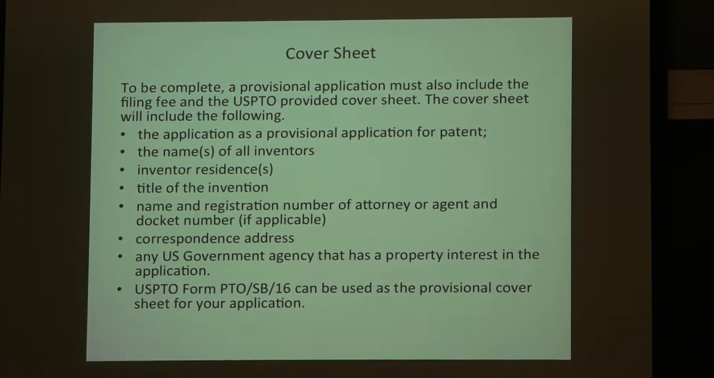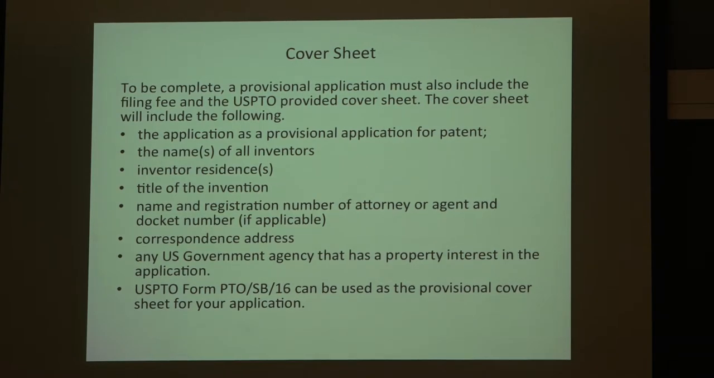First of all, you have to have the names of the inventors. You have to have, you know, how to contact them, a title of the invention, the name and registration number of the attorney or agent who is representing you, if you have one. A correspondence address, as I said, you know, that's for the dialogue that's going to ensue. And also, any U.S. government agency that has a proprietary interest in your invention.